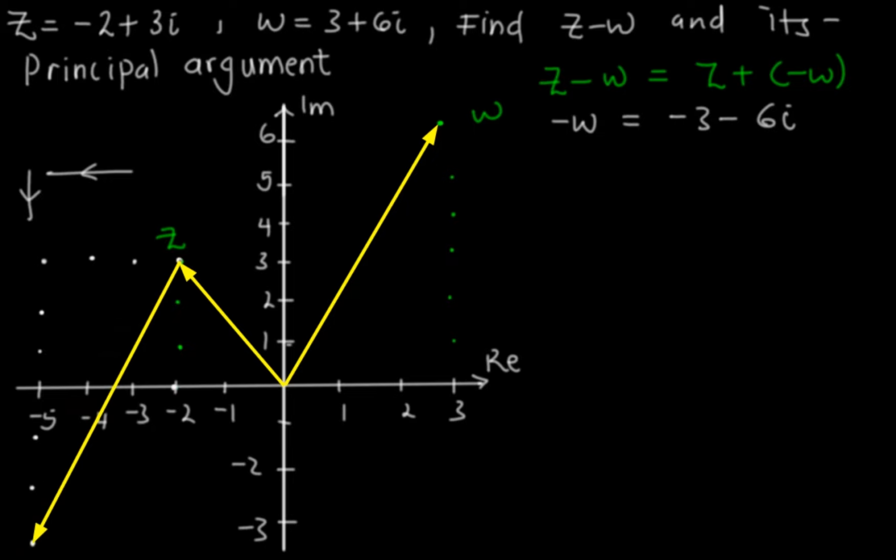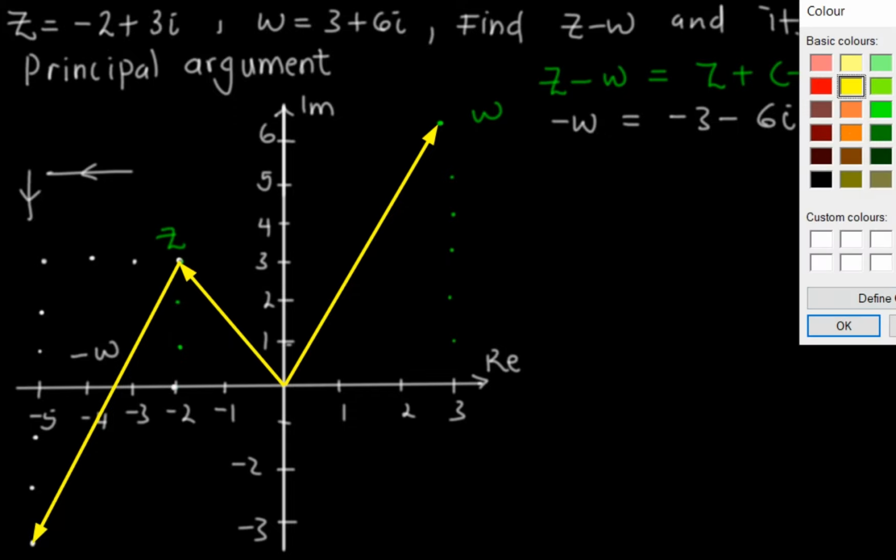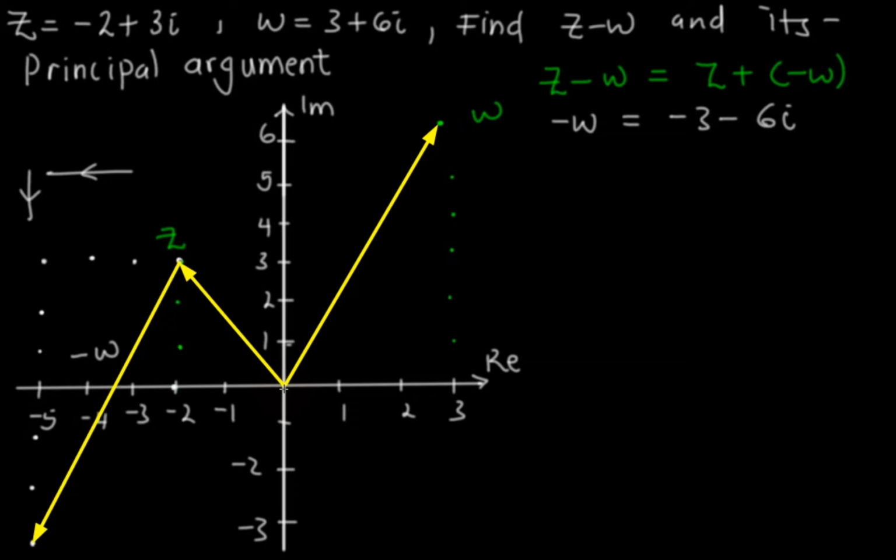By the way, it is very clear that this arrow is parallel to this, but this one moves in the negative direction. Now let us obtain Z minus W, and in order to achieve that, we are going to connect the origin up to the last dot. So we are going to say Z minus W is equal to 1, 2, 3, 4, 5 units backwards along the real axis, and then 1, 2, 3 units downwards along the imaginary axis.